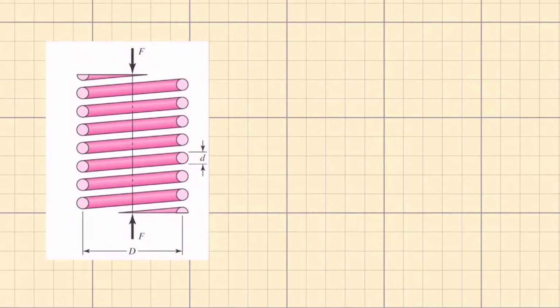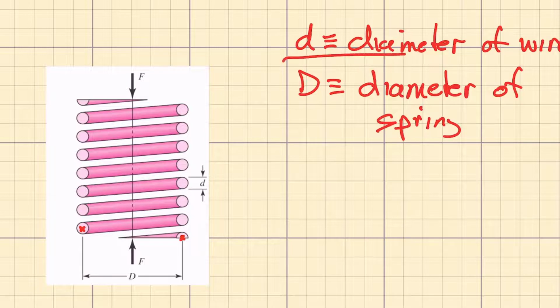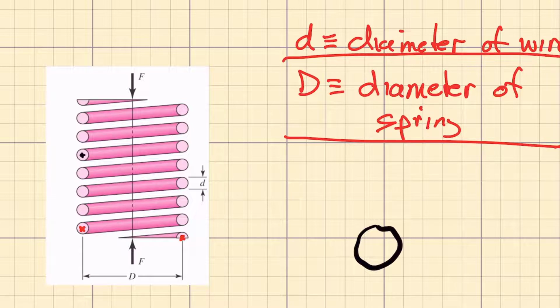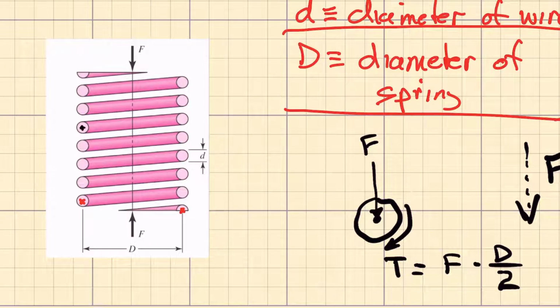This is a cross-section of that spring. The diameter of the spring wire is little d, and the diameter of the coil itself across the width of the spring is capital D. If we move the line of action of the force F to the centroid of the wire, we have a force F, and we're also going to have a torque T, which is going to be equal to the applied force times half the overall spring diameter. That is capital D over 2.